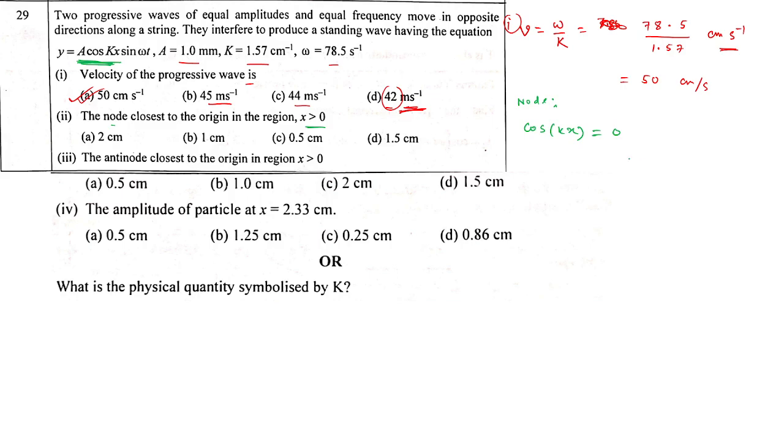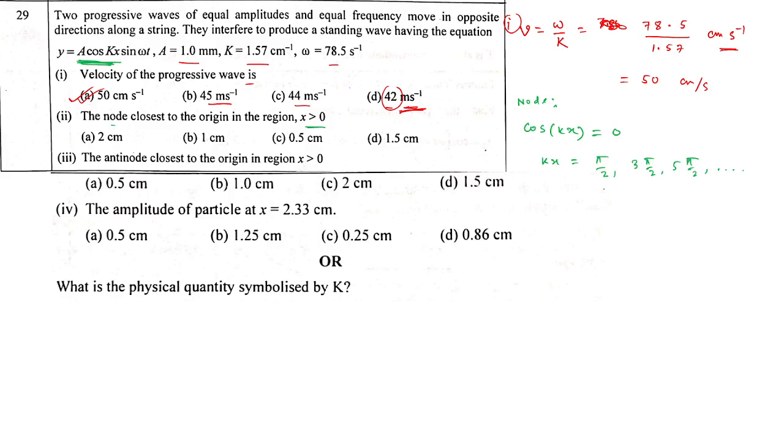This will be 0 when the value of kx is pi by 2, 3 pi by 2, 5 pi by 2, and so on. Why not 2 into pi by 2, 4 pi by 2? Because they will give pi, 2 pi, and 4 pi, so let's check.